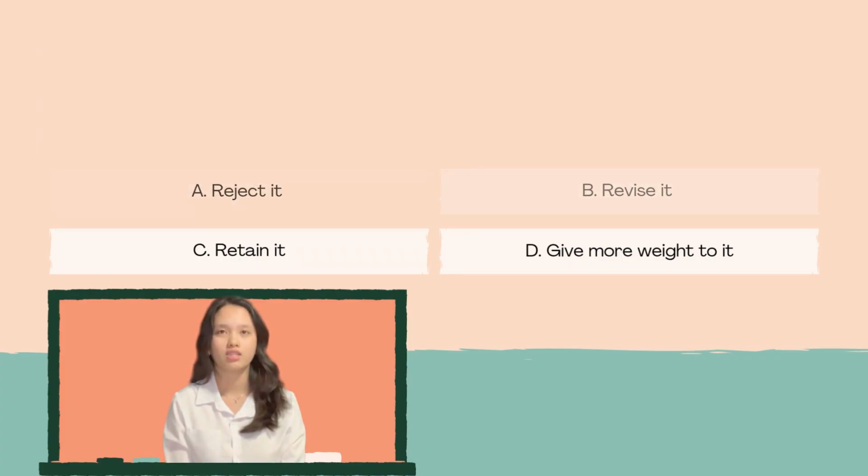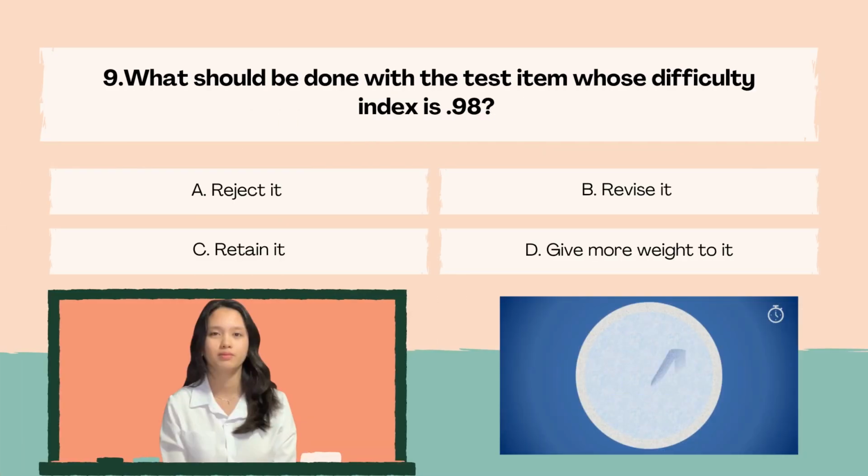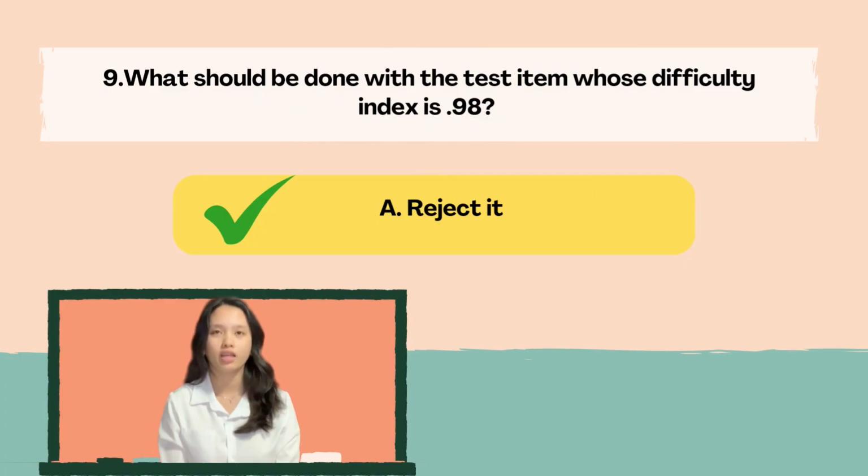The correct answer is A, reject it. A difficulty index of 0.98 means that 98% of students answered the item correctly. It should be rejected since it cannot distinguish between high and low performers.